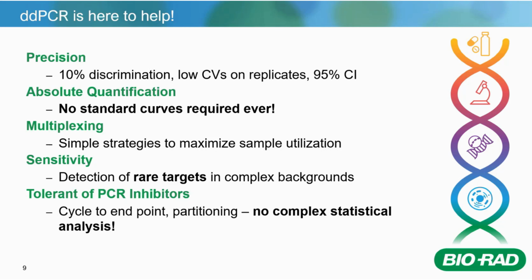And then tolerance of PCR inhibitors. Well, there are 2 points that make it more tolerant to PCR inhibitors than traditional real-time PCR. The first is you're not looking at the exponential phase as you are in real-time PCR. You're looking at the endpoint phase. So if there's an inhibitor present, it just has a slightly reduced effect on your sample. But also, the second is because of that partitioning effect. Let's say you've got an inhibitor present in your sample, heparin, because you're working with blood.